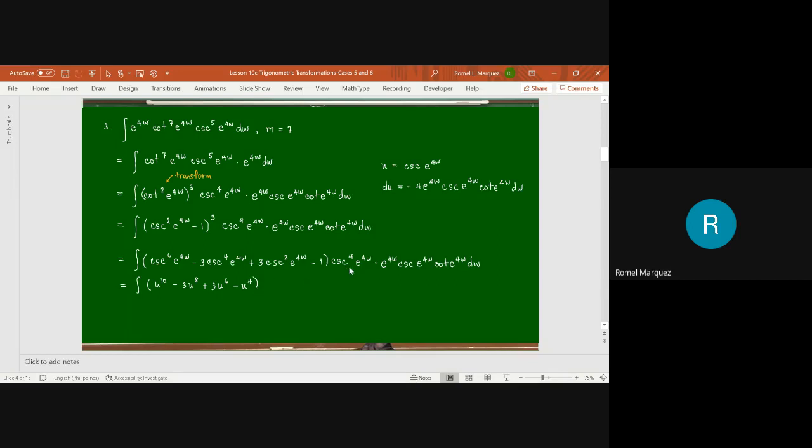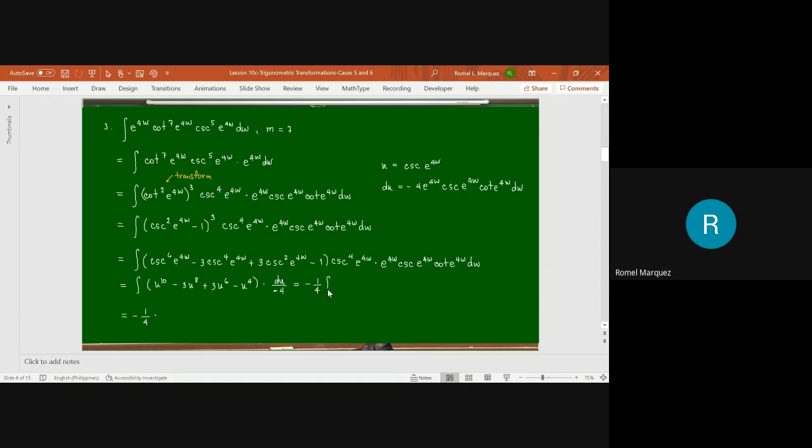Then what is cosecant e to the 4w cotangent e to the 4w times 4 e to the 4w dw? That is negative du over 4, or du over negative 4. Okay, guys? Negative 1/4 is not needed. Put it out. U to the n du, so u to the n plus 1. I think I can have it here. I have much space here.